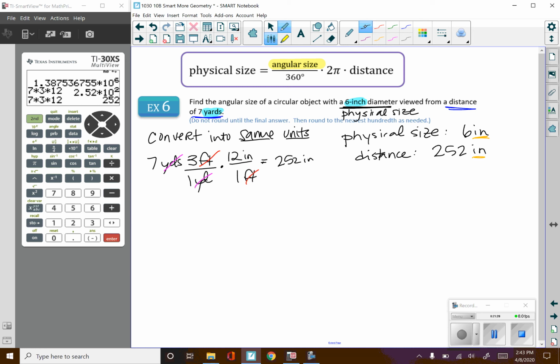Okay, so now we can set up our equation. Our physical size is 6 inches, so that goes on the left side of our equation. Angular size is what we're trying to figure out. I'm going to call that x just for simplicity. Over 360 is just part of the equation, times 2 pi is just part of the equation, and then multiplied by the distance, which we just calculated as 252 inches. So our goal is to solve for x.